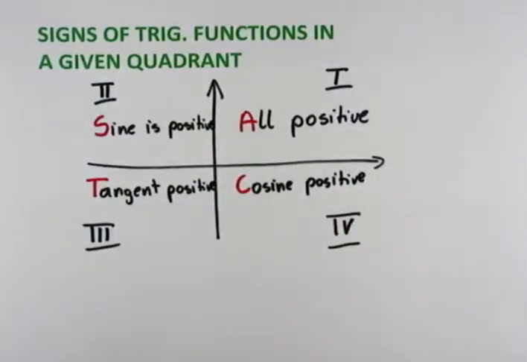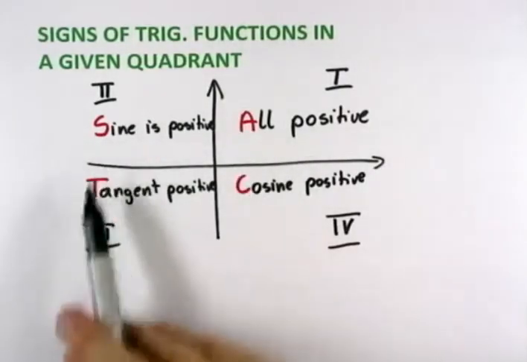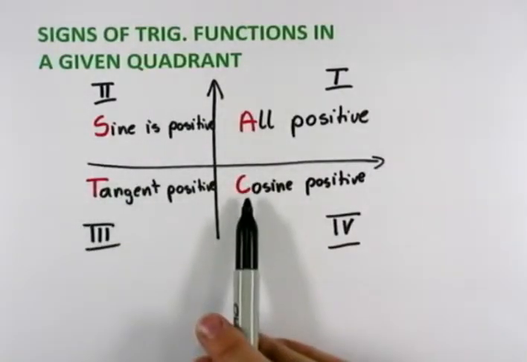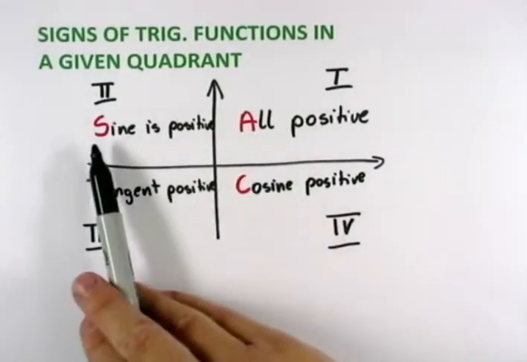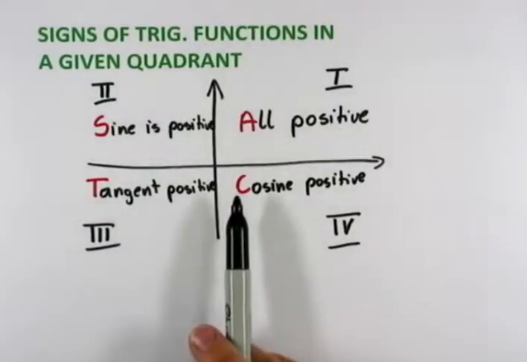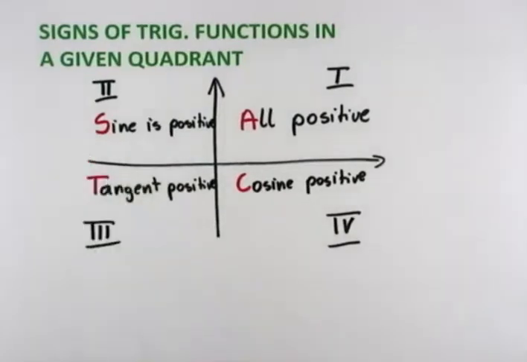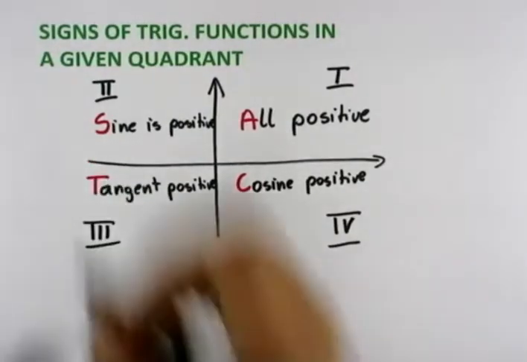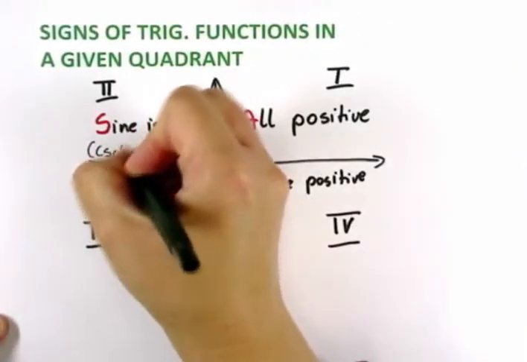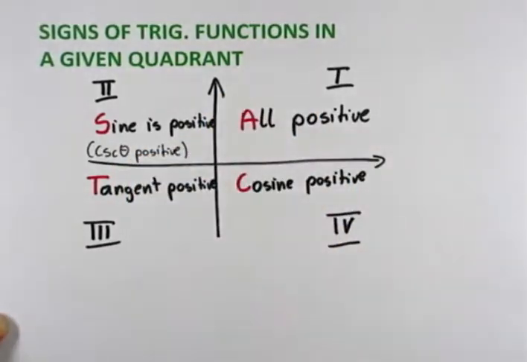So how do we remember this? A stands for all, S, T, C. That's how we remember this. A, all positive, sine positive, tangent positive, and cosine positive. This is about the first three primary trigonometric functions, because the reciprocals go accordingly. So the reciprocal of sine is of course cosecant, so cosecant is positive as well, and all the others are negative.